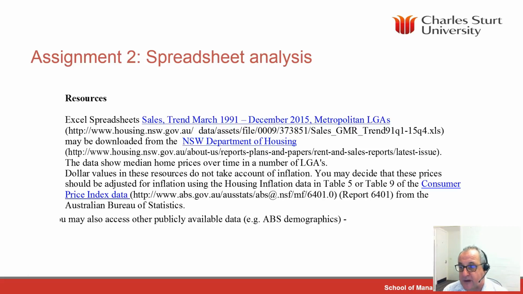There is quite a bit of information about this assignment in your subject outline, so please read that as well. And I've got some key sources, but these are by no means complete. Excel spreadsheets from Housing New South Wales, Department of Housing, Consumer Price Index data. Also you've got information from the Australian Bureau of Statistics, or ABS, about demographics in the area.